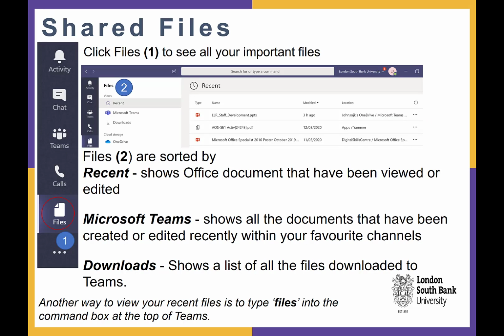To see all your important files from the apps bar, select the Files icon. Typically, files are sorted by recent activity, which will show your files that have been viewed or edited. MS Teams shows all documents created or edited within your channels, and Downloads will show a list of all files downloaded to Teams.